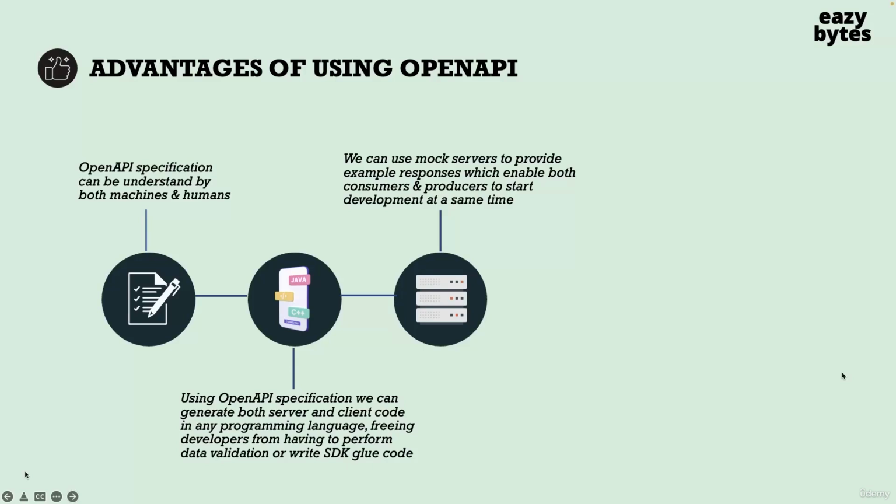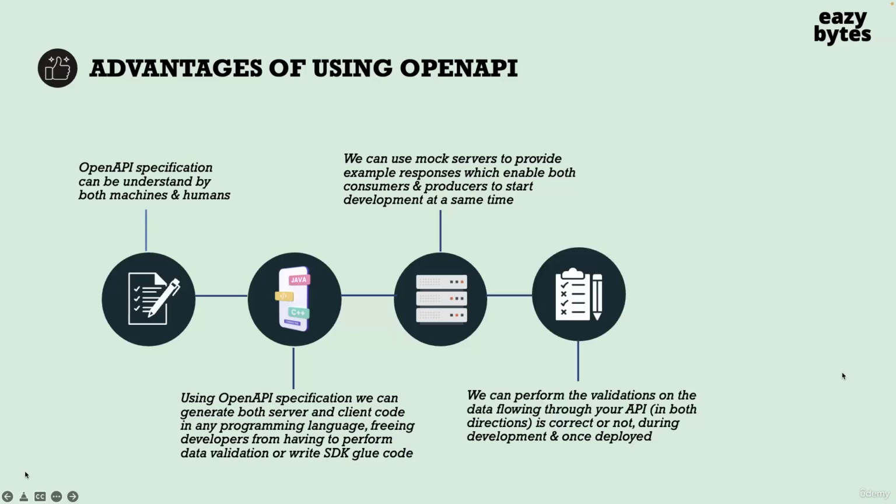And the next advantage that we have here is, if you have an OpenAPI specification, you can use mock servers to mock the response, which enables both consumers and producers to start their development at the same time. The consumers don't have to wait for the producers to complete the API development. They can simply feed this OpenAPI specification to certain mock servers, and using those mock server responses, my consumers can start the development without the need of waiting for my producer to complete their development. We are going to discuss this inside this course, how to mock the response with the help of OpenAPI specification, which will help the consumers to a great extent.